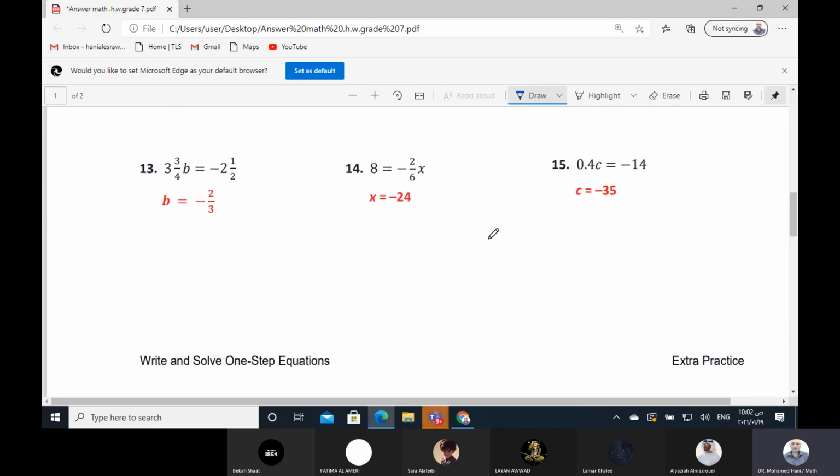No question. Right. Exercise number 13. As you see here, we have a mixed number, and here we have a mixed number. For an easy way, try to change it to a fraction. So 3 times 4 will be 12. 12 plus 3 will be 15, so 15 over 4. B equal minus 2 times 2 will be 4, plus 1 will be 5, over 2.